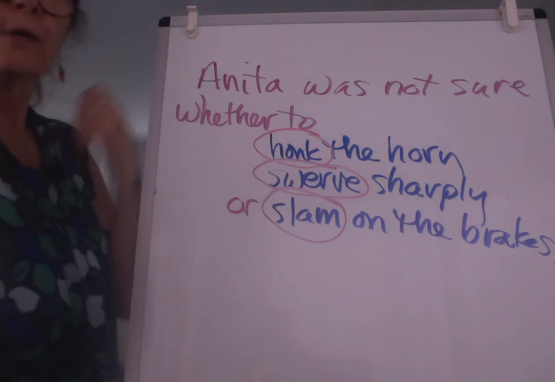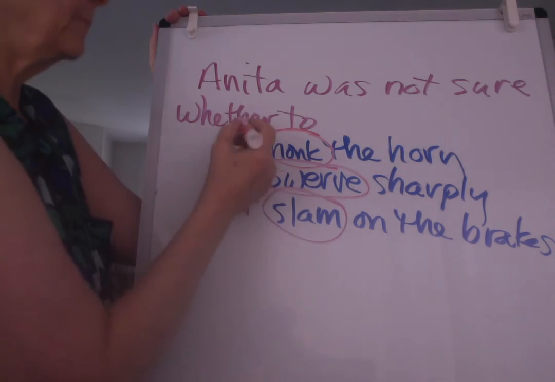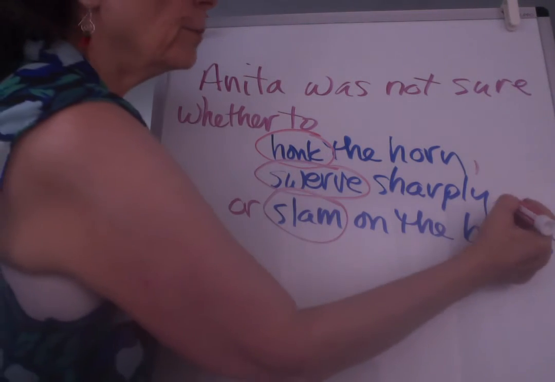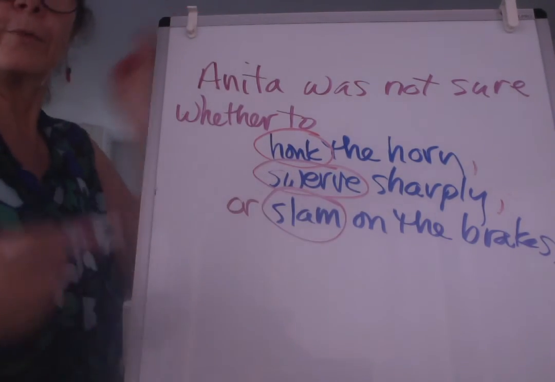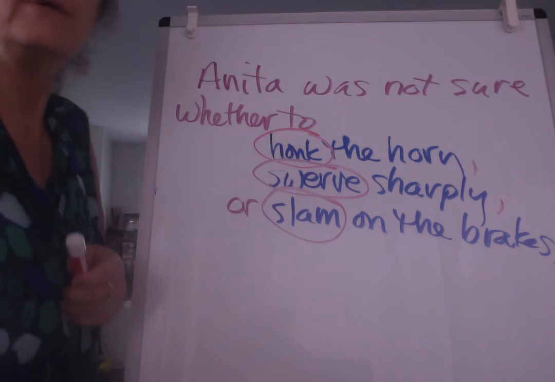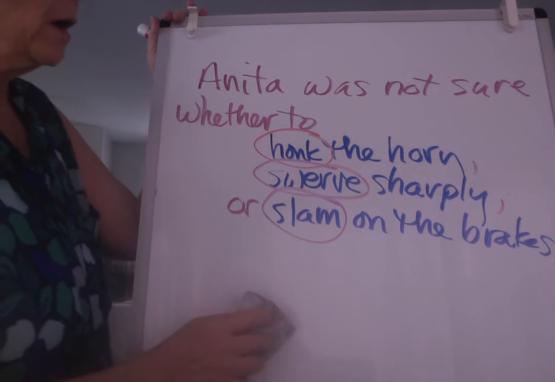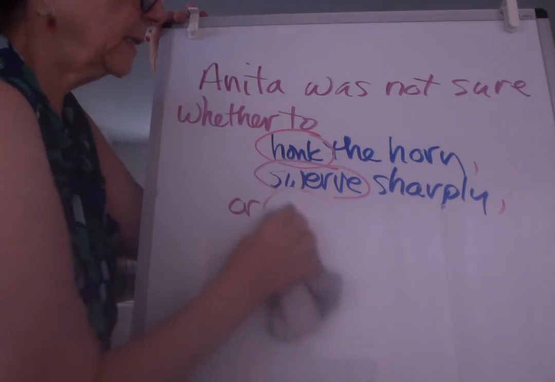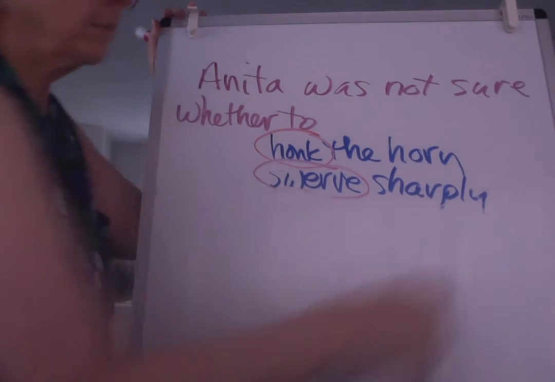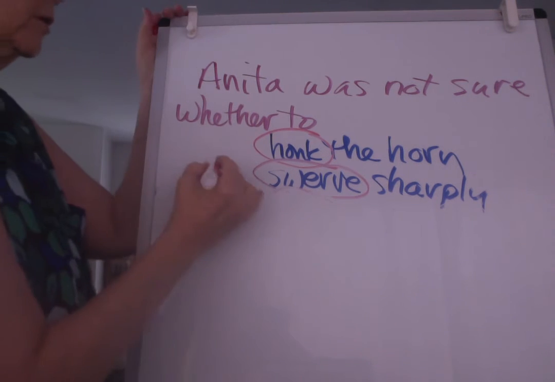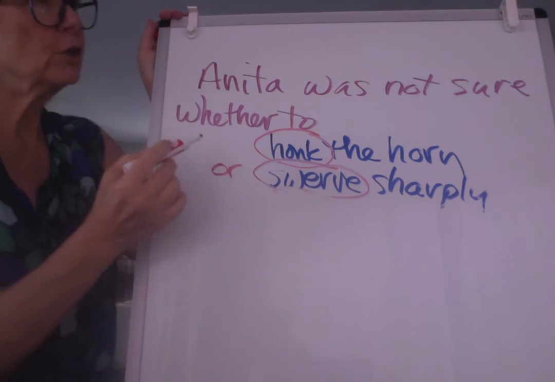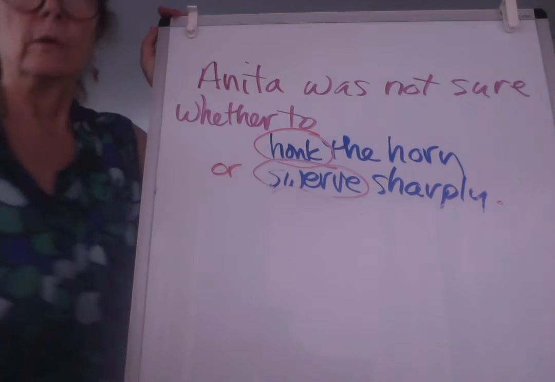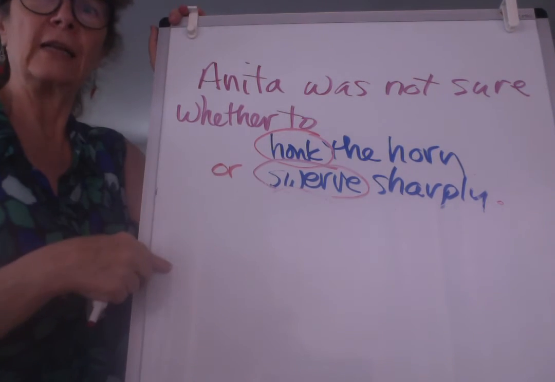All we want to make sure we do is put the commas in the right place. Whether to honk the horn, comma, swerve sharply, comma, or slam on the brakes. Now, let me just show you something really quickly. What if I only have two things in this sentence instead of three? So we say, Anita was not sure whether to honk the horn or swerve sharply. Just two things in that list.